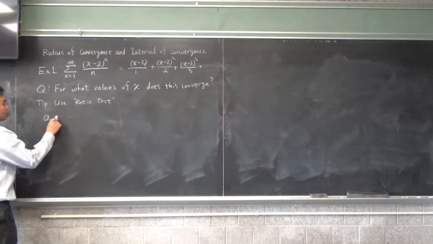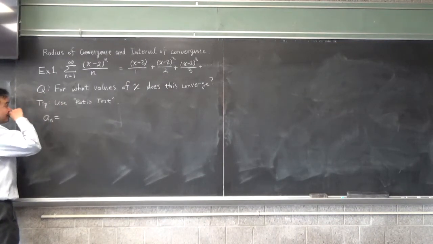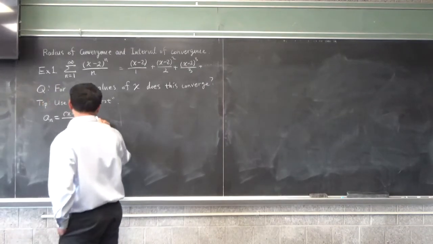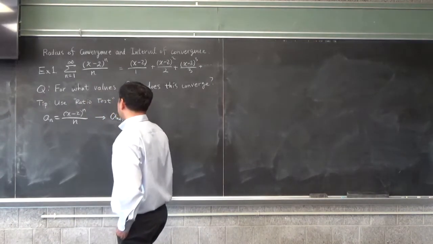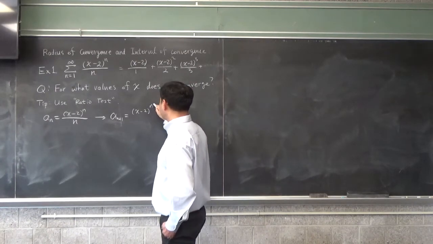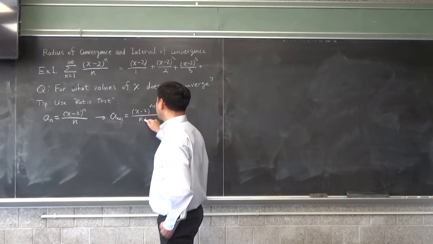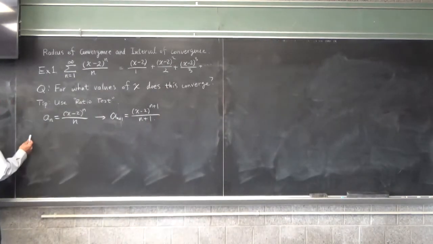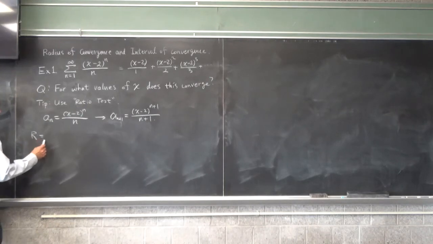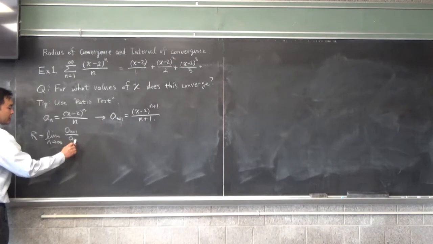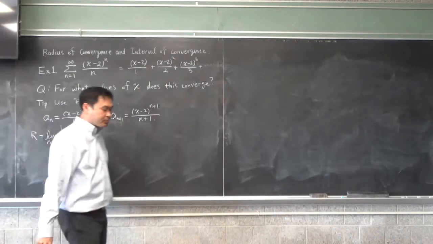To use the ratio test, first write down what the term is that you're adding. So a_n equals x minus 2 to the nth power over n. And then a_(n+1) would be x minus 2 raised to the n plus 1 power over n plus 1. And then you have to calculate r, which is the limit as n goes to infinity of the absolute value of a_(n+1) over a_n.